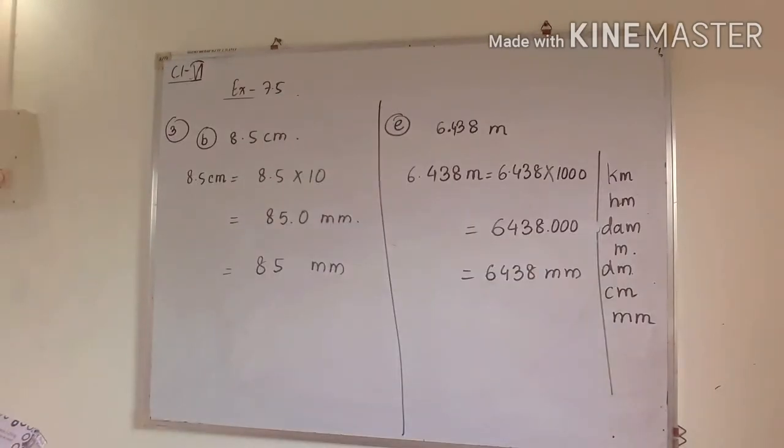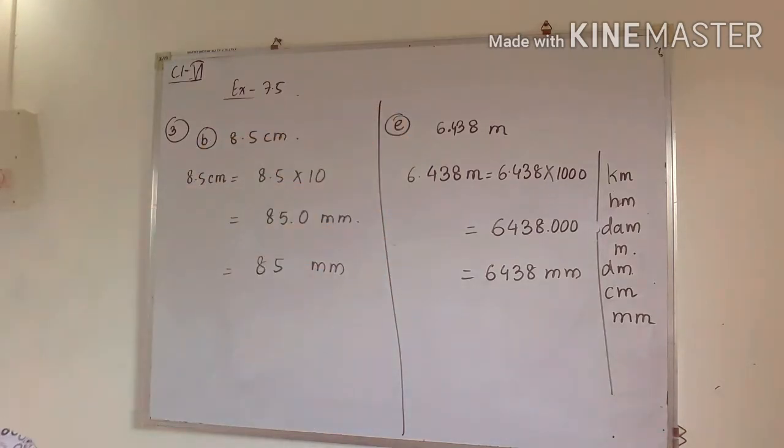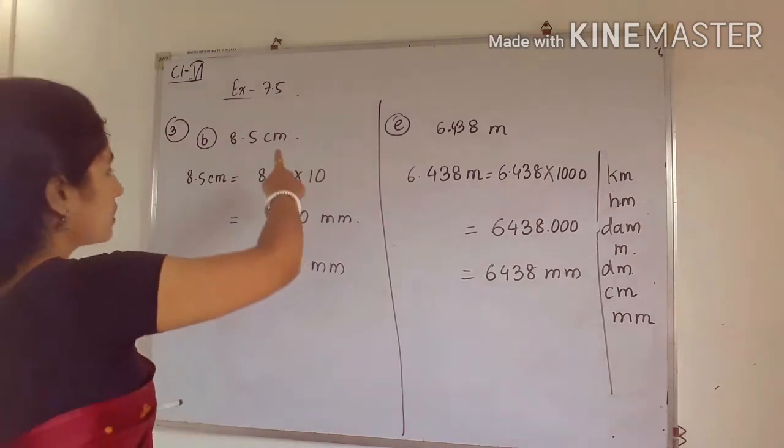Next is number 3. Here we have to convert it into millimeter. Okay, so I am doing 2 questions. One is from centimeter and the other is from meter. So you can just write the units. Okay, so you can easily do it. Then this one will be easier for you if you write these units. Okay, so see here, now we have to convert from centimeter to millimeter.